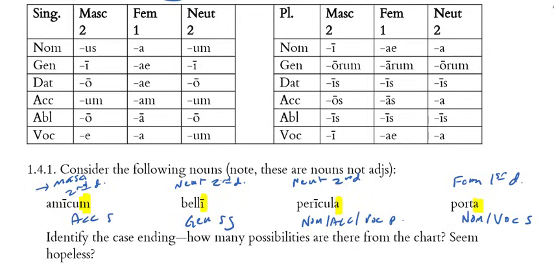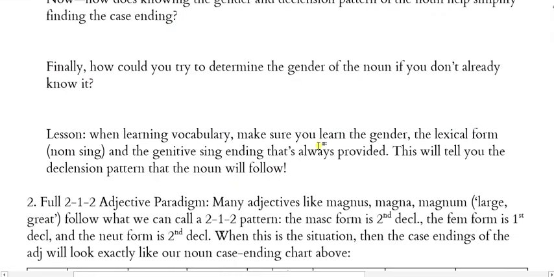Let's think about this word that means friend, amicum. What is the lexical form of amicum? I'm going to jot it down here for you. So here we have the lexical form. The lexical form is amicus, and the lexical form is always nominative. Okay? Don't forget that. It's always nominative singular. And then its genitive is amici.